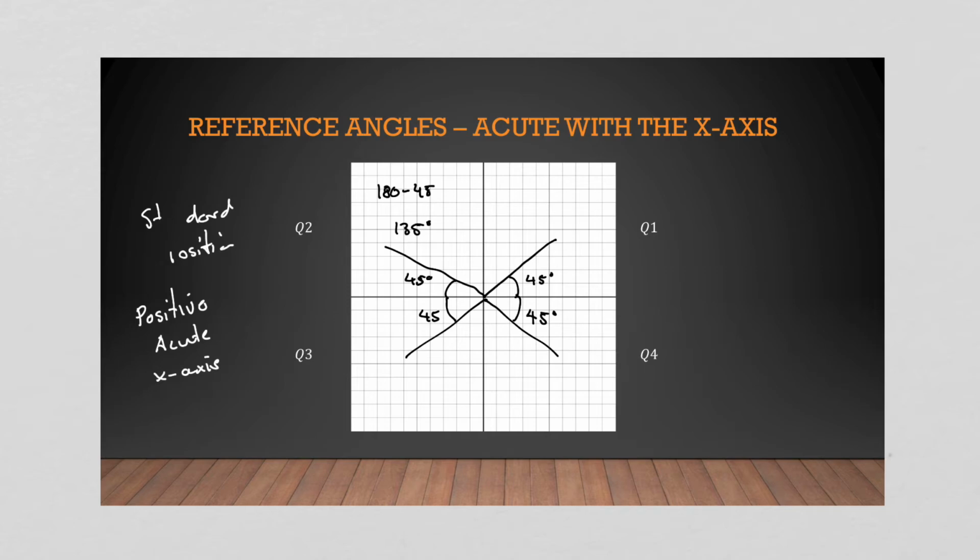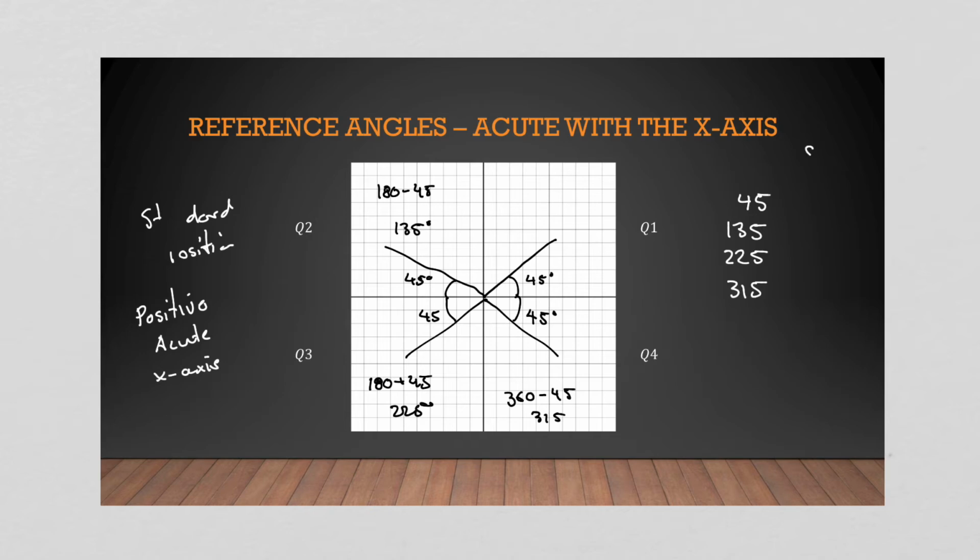For quadrant 3, we're going to take 180 degrees and we're going to add 45, and we get 225 degrees. And then we're going to take 360 and subtract 45, and we get 315 degrees. So what you would notice is if you took 45, 135, 225, and 315, you get the same ratio of your trig function. Now bear in mind, the same ratio, because the sign will change. The positive negative sign will change.